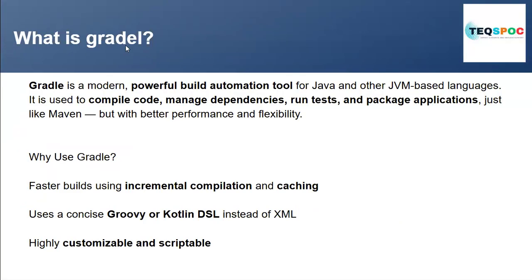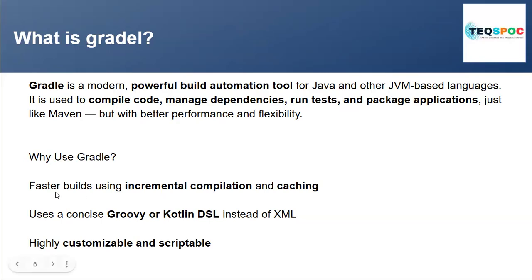Then we have the Gradle project. Gradle is a little bit difficult because it uses another language. Gradle is a modern, powerful build automation tool for Java and other JVM-based languages. It is used to compile the code, manage dependencies, run tests and package applications, just like Maven, but with better performance and flexibility. Its performance is better than Maven, but most people use Maven because it is easy to understand and has simple language.